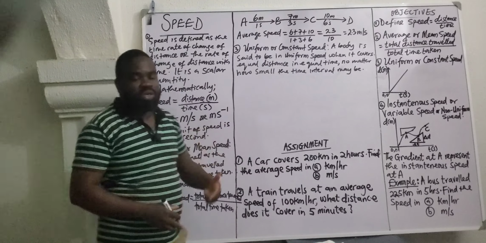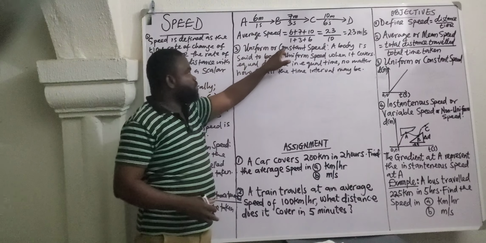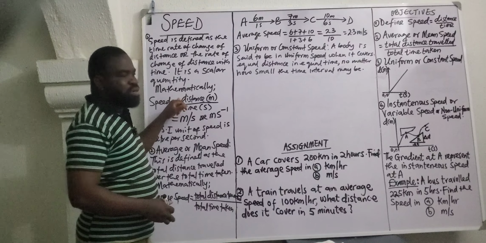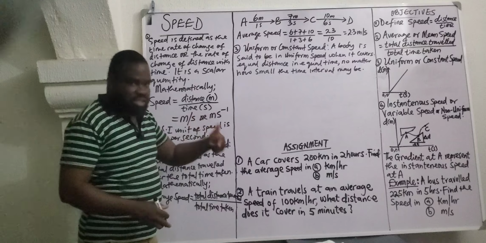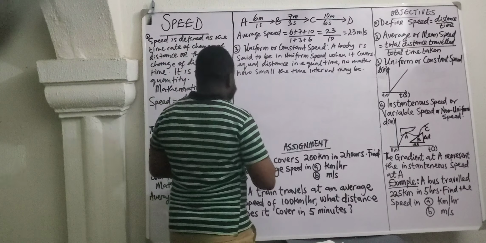In the next class, we will talk about velocity. When I'm talking about uniform or constant velocity, velocity is displacement over time. I will then say equal displacement in equal time. So take note of that.